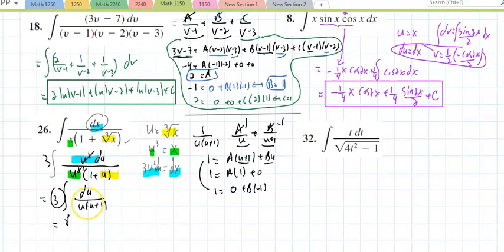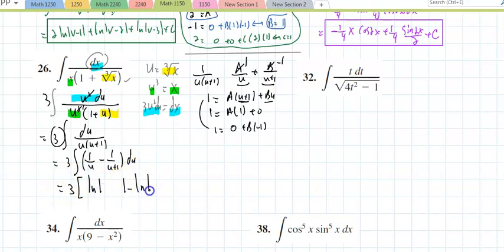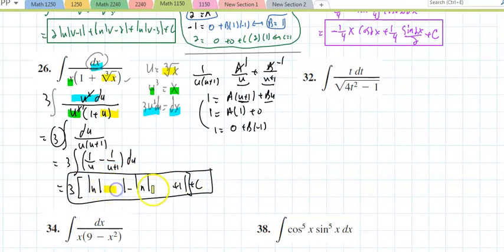So this in turn turns out to be 3 times the integral 1 over u minus 1 over u plus 1 du, and that would be 3 times the quantity natural log of absolute value of u, minus natural log of absolute value of u plus 1 plus c. u was cube root of x, and that'll do the trick.